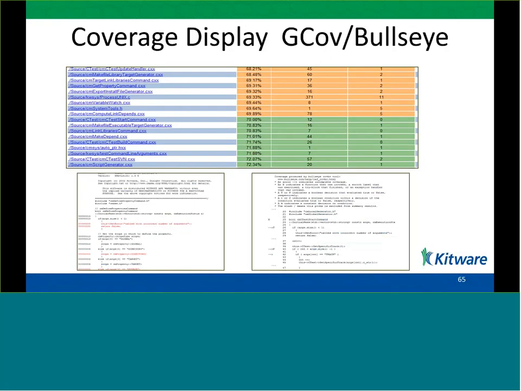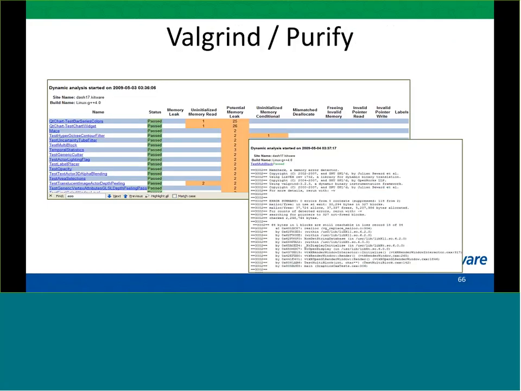Coverage display: we support gcov, various formats of that, and a commercial tool called Bullseye. And the idea is you can see your coverage and be able to drill down to each file and see which lines of code are covered and do various viewings of that. You can also integrate Valgrind, Purify, memory checkers, the runtime checkers, and it will show uninitialized memory reads and potential memory leaks.